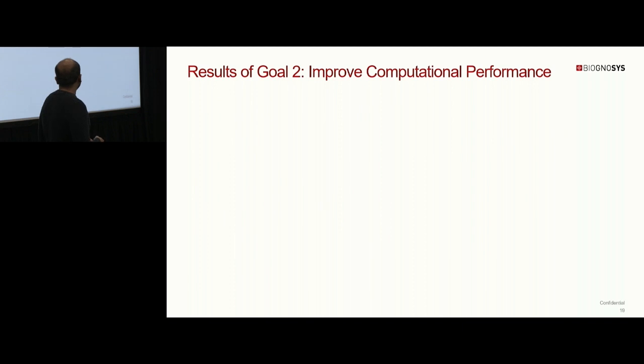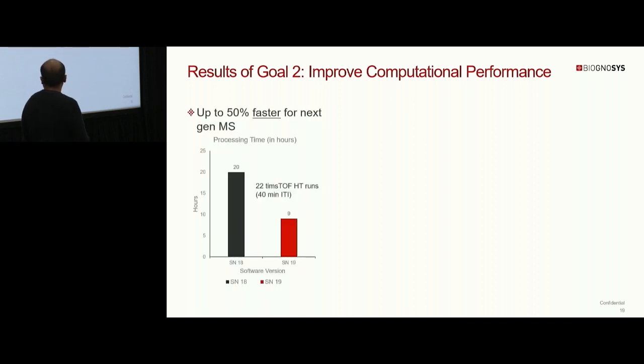Then moving on to the second goal, computational performance. So yeah, there, again, we significantly improved the speed of Spectronaut 19 with direct DIA. So we already had some improvements that we pushed with version 18.7, but now with Spectronaut 19, you also get a roughly 50% improvement in speed for timsTOF platform.